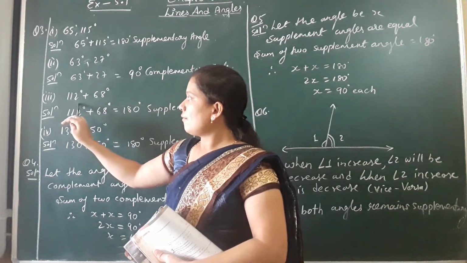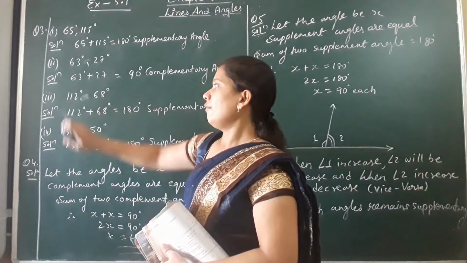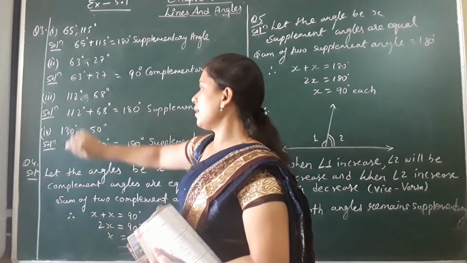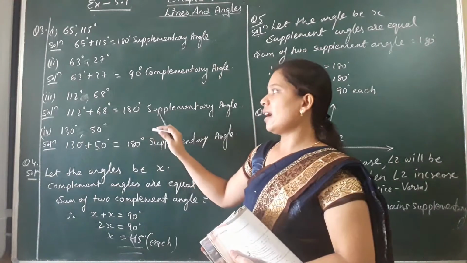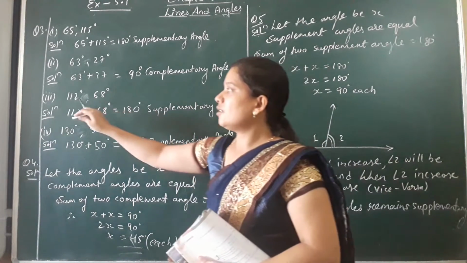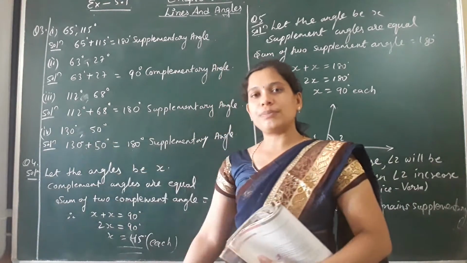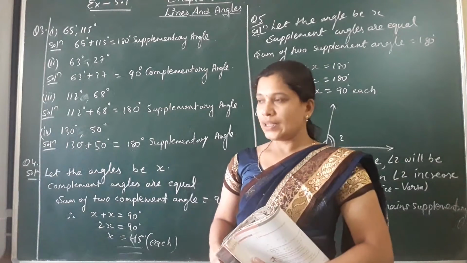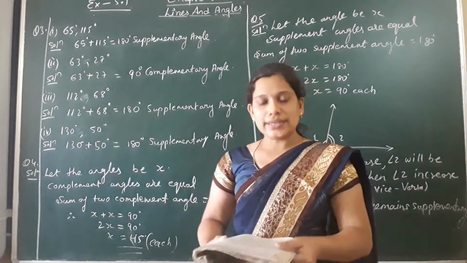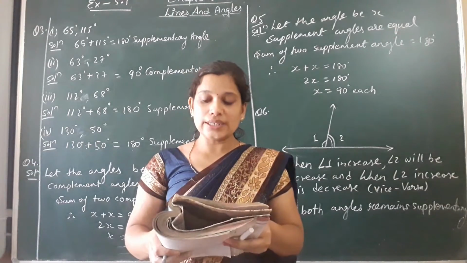Clear? In the same way, for 112 and 68, the angles will be added. When both are added, the answer is 180 degrees. When the answer is 180 degrees after adding the two angles, both the angles are supplementary angles. Clear? And in the same way, the fourth, fifth and sixth parts you have to do yourself. Clear everyone?